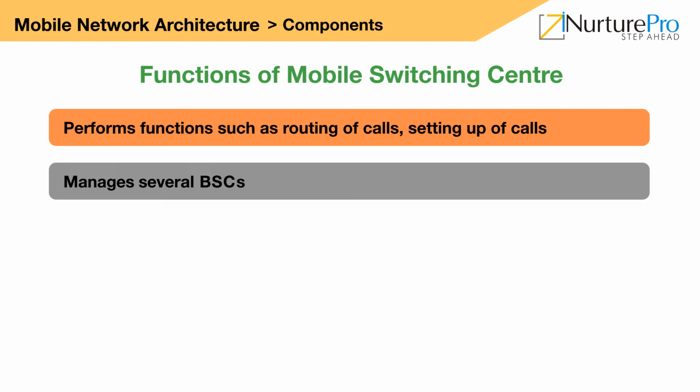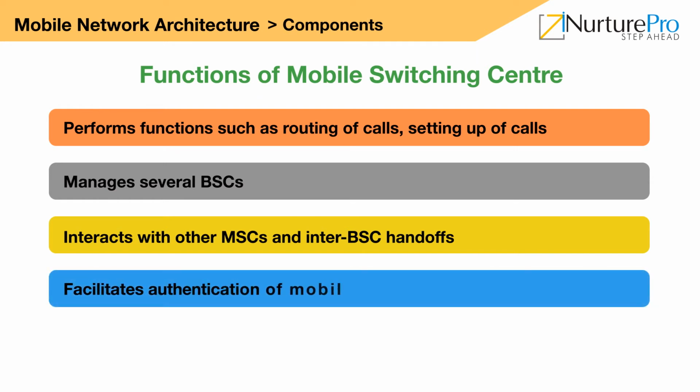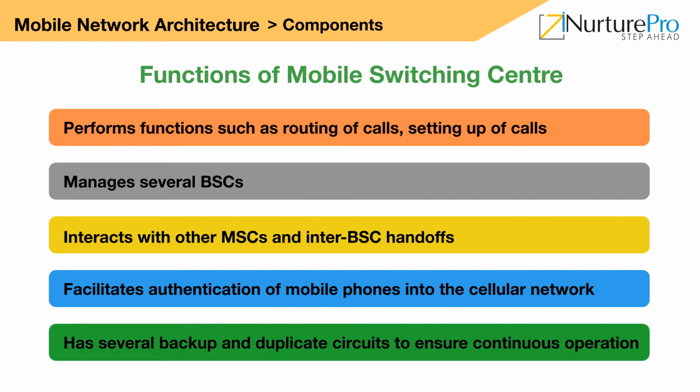An MSC manages several BSCs. It also interacts with other MSCs and handles inter-BSC handoffs. It has HLR and VLRs and the database containing information of the last visited location of the mobile phones. MSC also facilitates authentication of mobile phones into a cellular network and the generation of billing information for subscribers' accounts. Further, it has several backup and duplicate circuits to ensure continuous operations in case of a power failure. Power backup systems ensure that the MSC does not fail. If the MSC fails, the complete network breaks down.